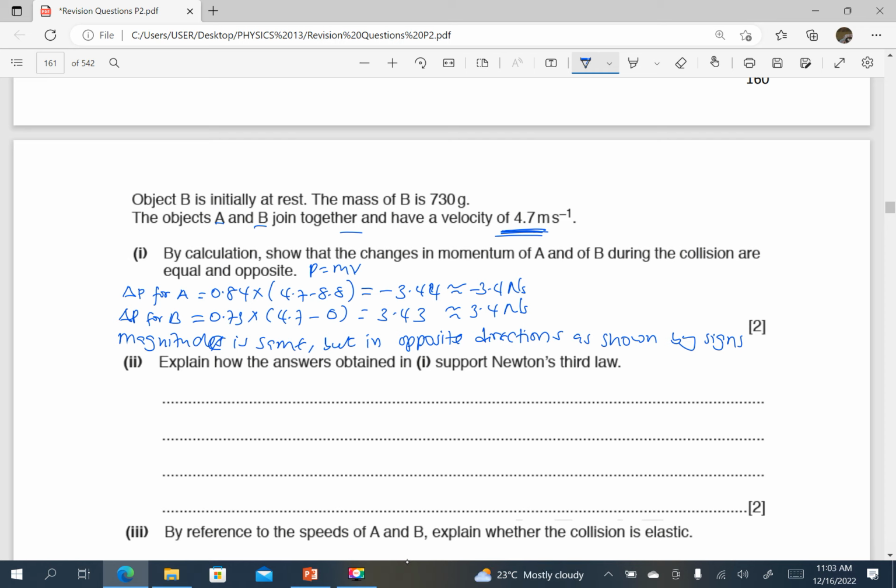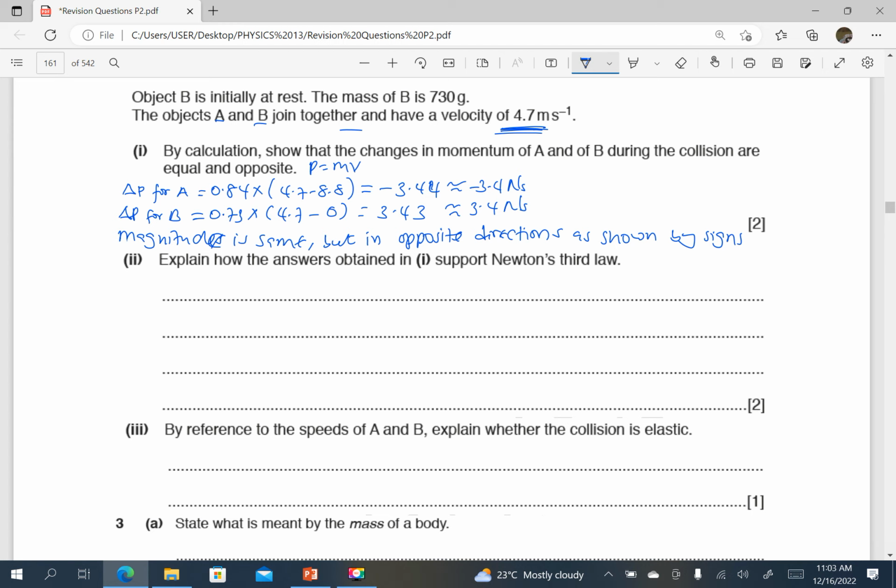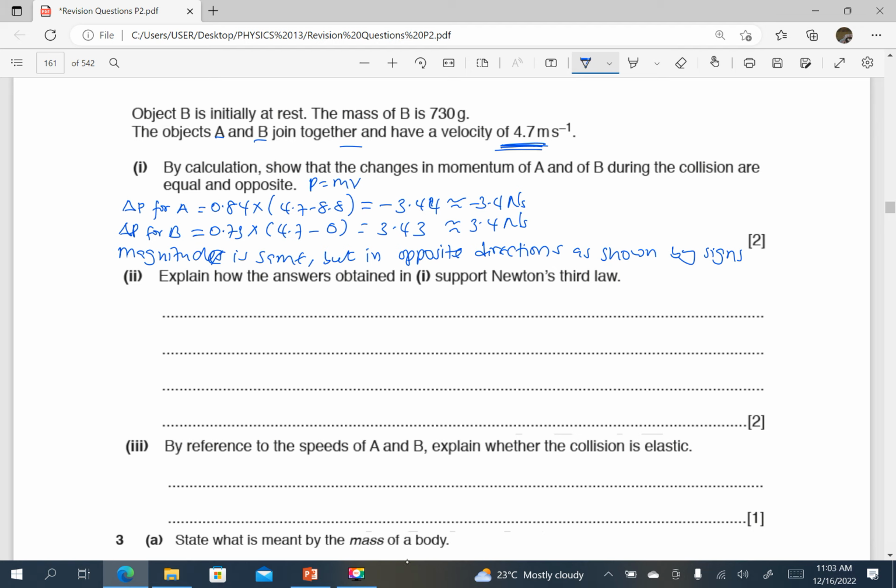So explain how the answers obtained in Roman 1 support Newton's third law. Remember Newton's third law? The force on body A by body B is equal but opposite to the force on body B by body A. So the change in momentum for A is equal and opposite to the change in momentum for B. That's number one. Remember, force is the rate of change of momentum. If the change in momentum is equal but opposite, then the forces are equal but opposite.